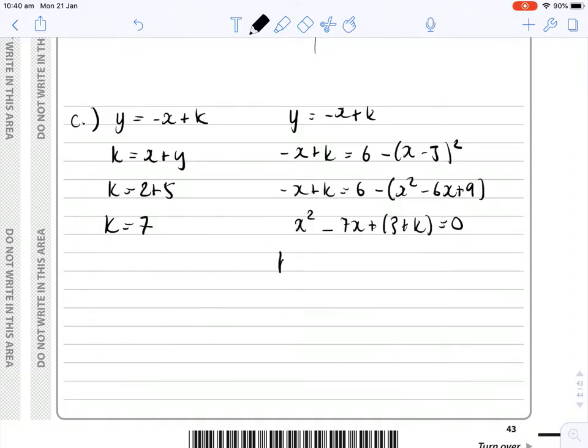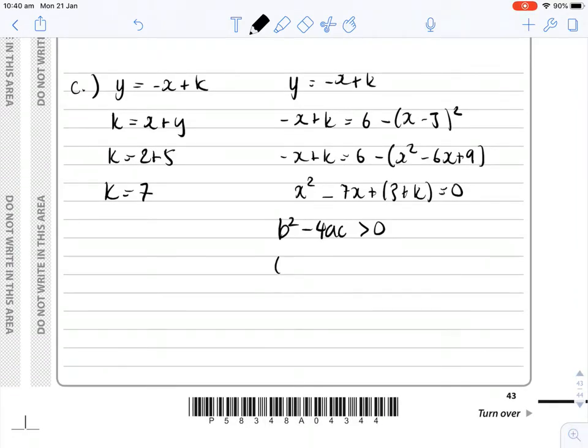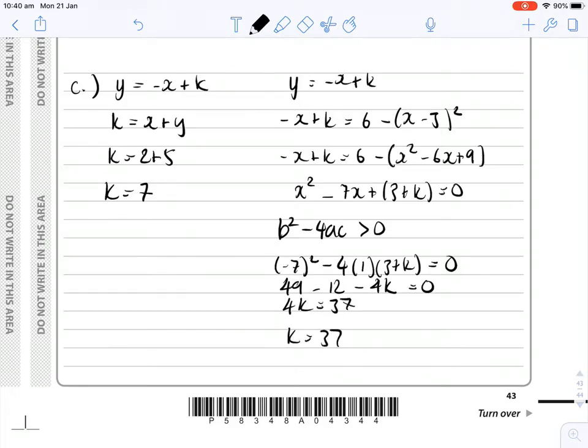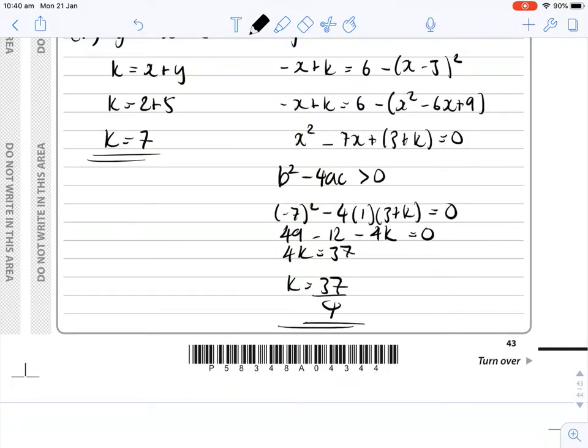Now there are two distinct solutions, so b squared minus 4ac has got to be greater than 0. So we've got minus 7 squared minus 4 lots of 1 lots of (3 add k). See what we get here. So we get 49, take away 12, take away 4k equals 0. And so we've got that 4k is equal to 37 and k is equal to 37 over 4. So we've got two values here: k is 7 and k is 37 over 4. So overall we've got 37 over 4 less than k less than 7 as our solution.